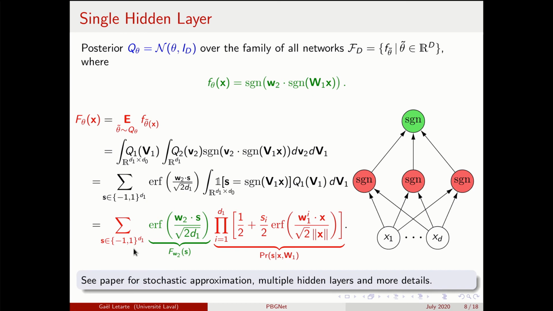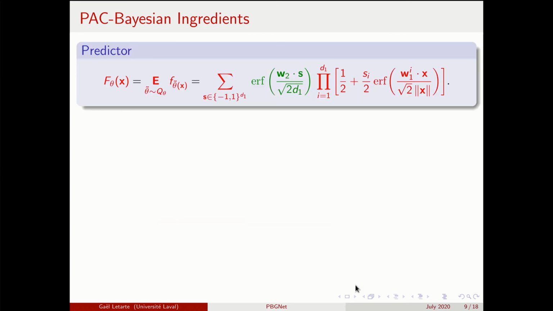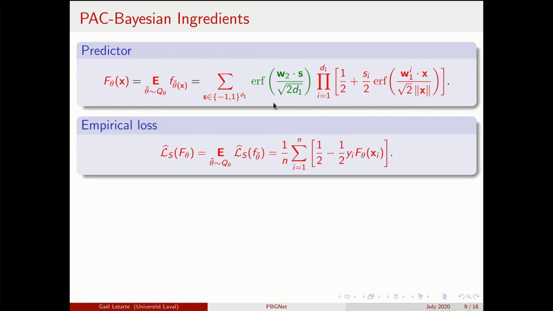In our paper, we present a stochastic approximation using Monte Carlo sampling and also how to go deeper with multiple hidden layers. But for now, we are happy to have an exact closed form expression of the aggregated predictor for which we can compute the PAC-Bayesian ingredients.